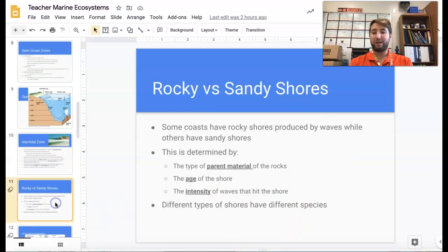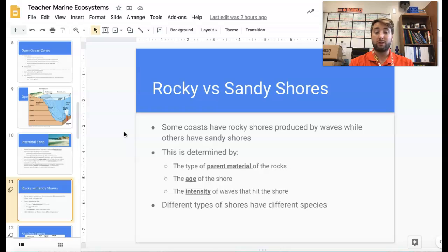So let's talk about rocky versus sandy shores. Rocky shores are going to be found most likely on the Pacific coast, and sandy shores are going to be found most likely on the eastern coast or the Atlantic coast of America. The different types of shores are determined by the parent material of the rock, because remember, the waves are eroding the rocks, and that's going to make the rock turn into the sand or the rocky shore.